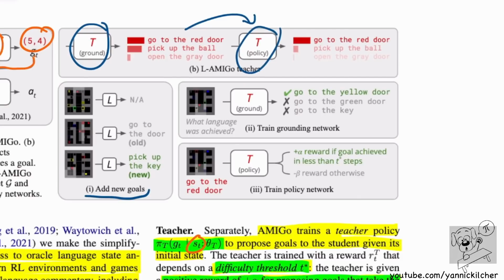All the while we add new goals, we train the grounding network on states that were actually reached, right, what language was achieved during the episodes. We take the other ones as negatives. And then lastly, the policy network is trained like AMIGo.